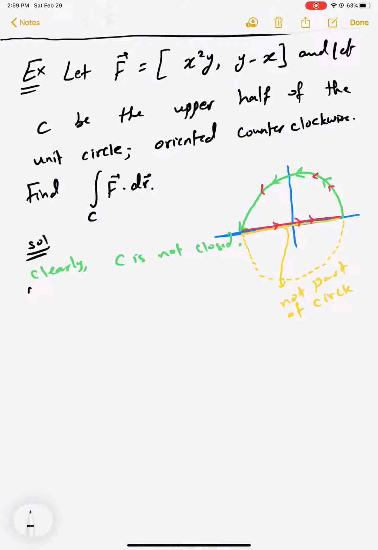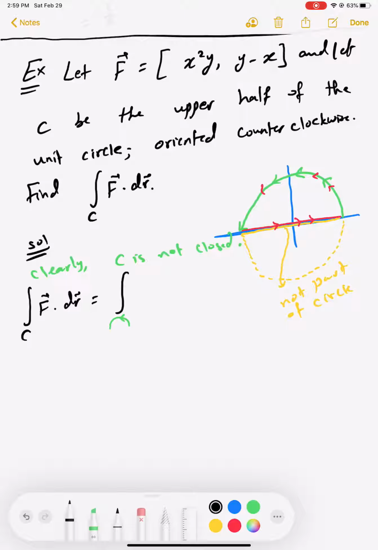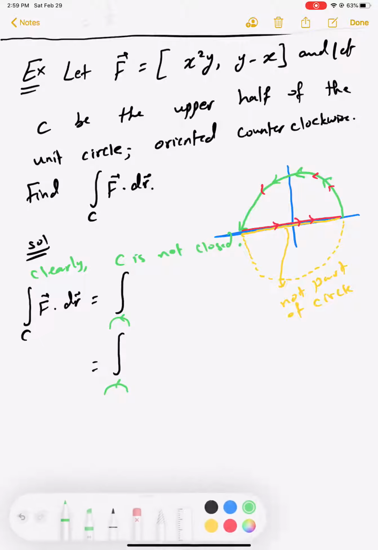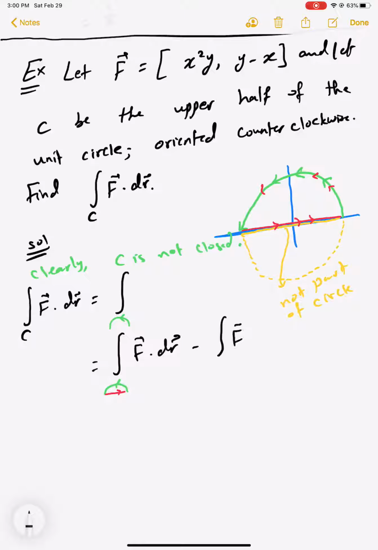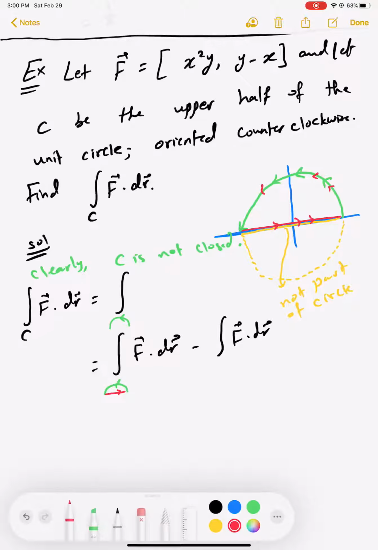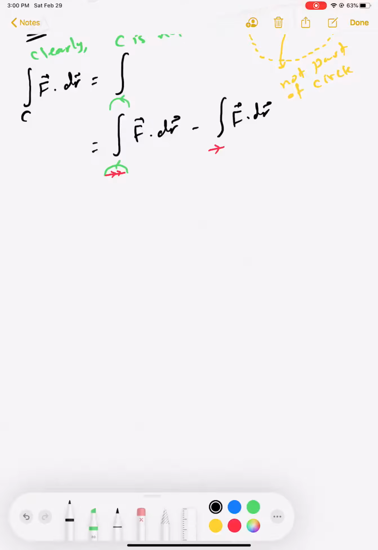So what we do is, we add it, then we subtract it. So basically, the integral over C, the green curve, is equal to the integral over the green curve plus the red addition, of F dot dr, then minus the integral of F dot dr over what we added. So now we subtract the same curve in the same direction. When we added it from left to right, we subtract it from left to right. In this case, the first integral is done over a closed curve. That means you can apply Green's theorem.